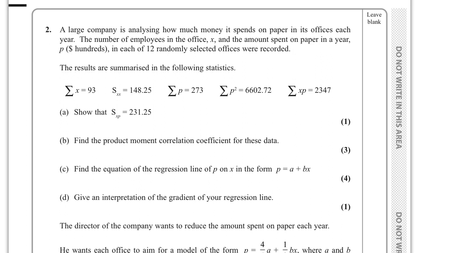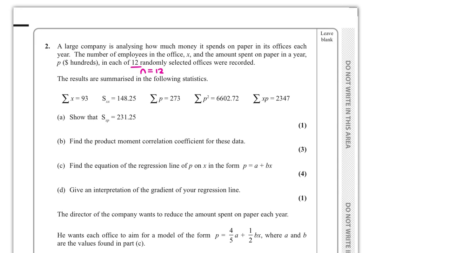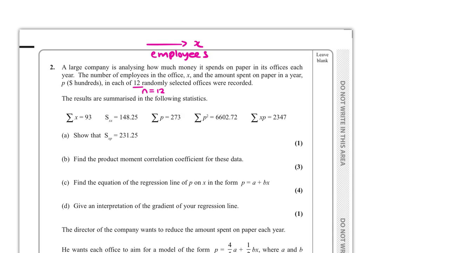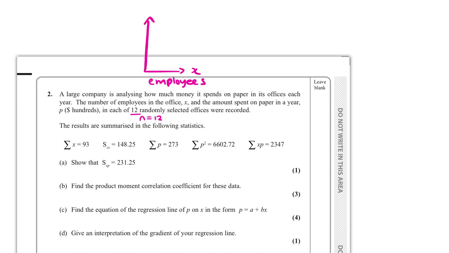What does that 12 tell me straight away? n is 12, and I know I am looking at employees, which would be my x, it told us in the question, against amount spent on paper. Now, I know they've done P here, so this is money. Now, it says hundreds. Watch out for this, hundreds on paper. This means we're going to multiply anything by 100 if we're talking about cost. I'll show you what that means in a minute.